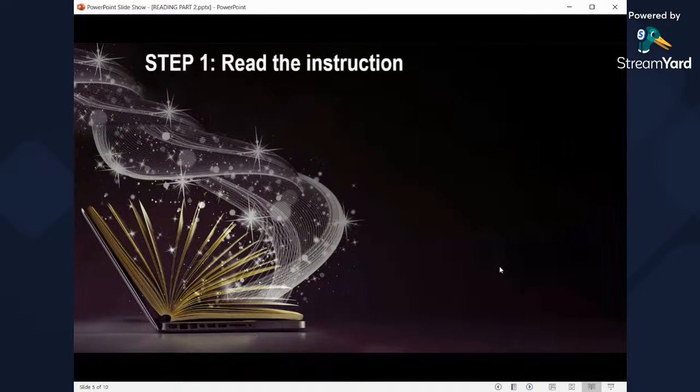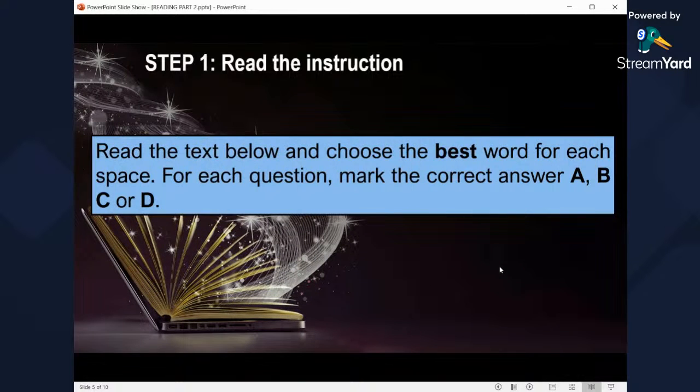Okay, now step 1, read the instruction. Read the text below and choose the best word for each space. For each question, mark the correct answer A, B, or C. It can be choose, it can be circle, it can be anything.